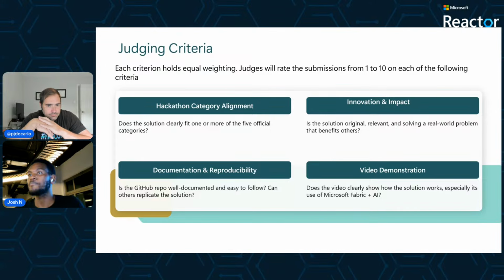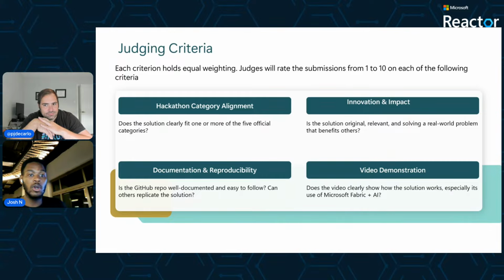Then the other one is to ensure that your solution is original, it's relevant, and it's actually solving real-world problems. If you go to those projects from the previous years, you will be able to see how unique each one of these projects was and how they were solving a particular problem with particular features in Fabric. Ensure that as well. You're not just solving a problem with any other technologies, but you're really aligned with using Microsoft Fabric to solve this particular problem. We've really emphasized documentation and reproducibility, and also the video demonstration.